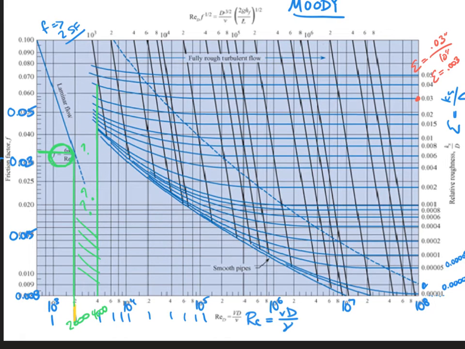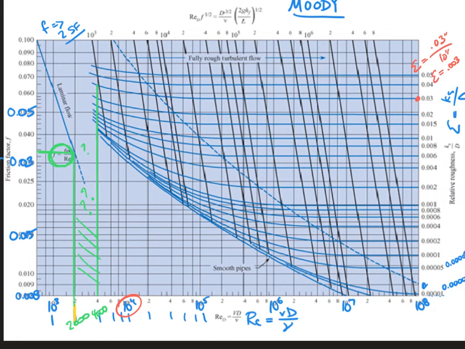And I say, okay, what's my Reynolds number? Let's imagine that for whatever the problem may be, I just happen to know that the Reynolds number is 10 to the fourth. So it's 10,000. I'm like, all right, cool. So now I have to get F.